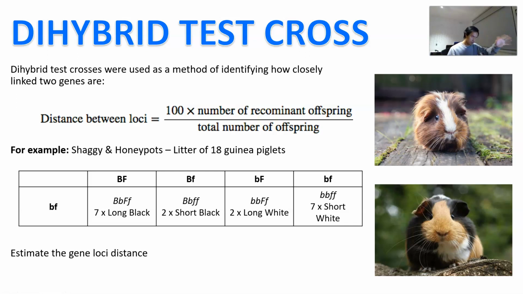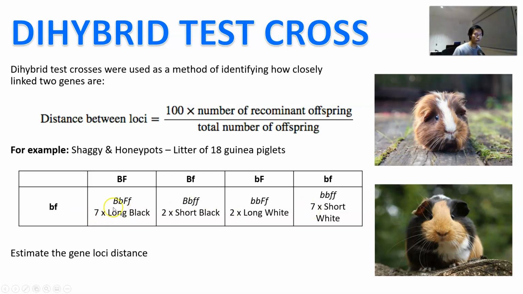So let's go with an example here. You've got Shaggy and Honeypots, right? Let's say Shaggy is our individual along the top here, and Honeypots is the individual with the double homozygous, and the combinations appear like this. 7 of their offspring are going to be long black, 2 are short black, 2 are long white, and 7 are short white. Because of that imbalance of possible ratios, most likely these are linked genes, right?